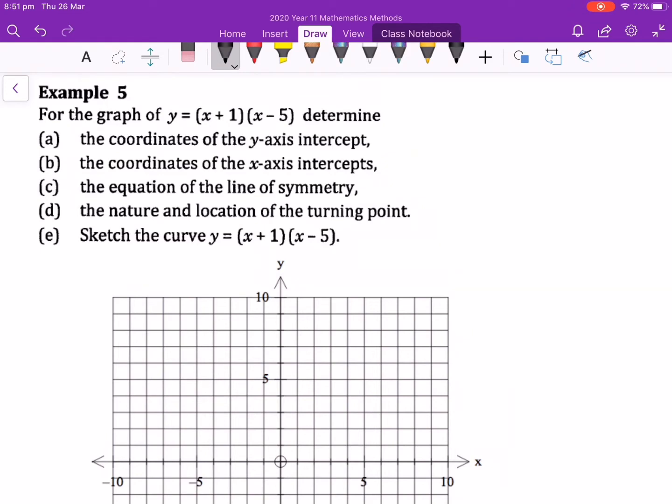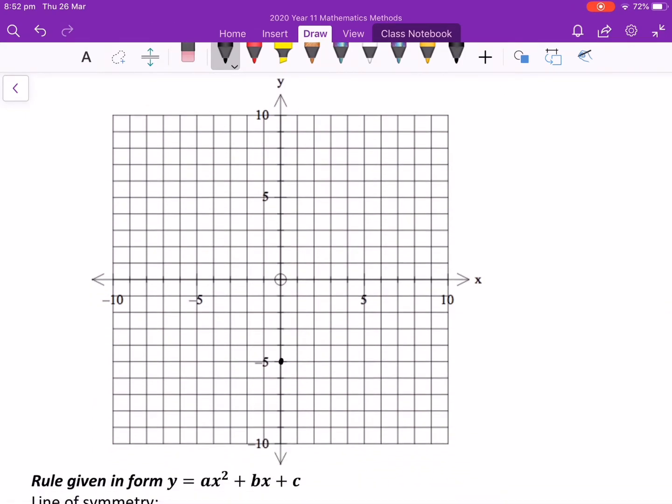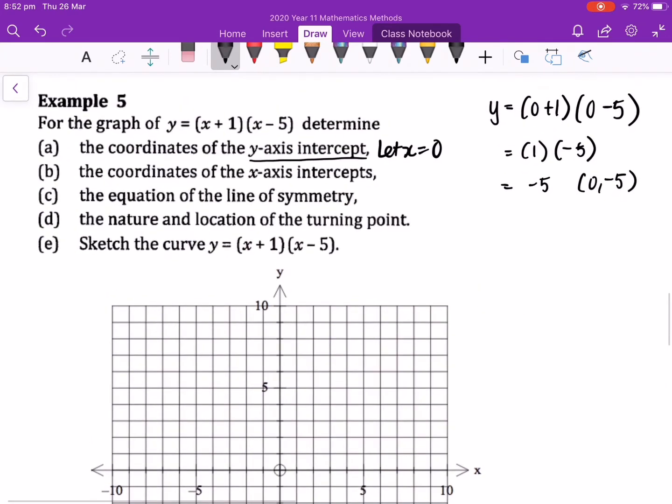So the first thing I'm going to do is find my y-axis intercept. That means I'm going to let x equal 0. So I'm going to write it over here. y is equal to, so whenever I see an x, I'm going to put 0 in there. Okay, now I'm going to just solve it. So I've got 1 and negative 5 here. That tells me that my intercept is going to be at negative 5. So (0, negative 5). Okay, now I'm going to put that onto my graph here, so that I'm prepared for that part. All right, let's look at my next step. I'm going to try to find my x-axis intercepts, or my roots.